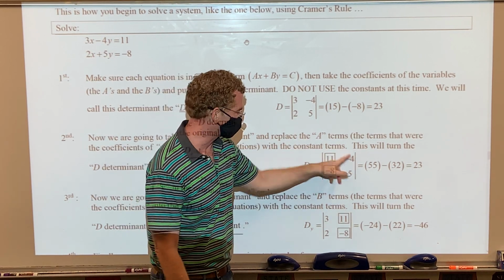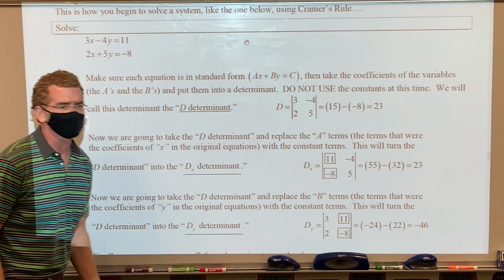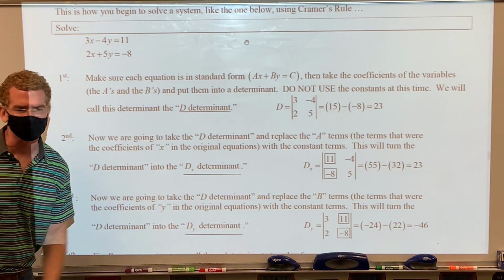And I'm going to evaluate that determinant, 55 minus the 32, 23. And that's just a coincidence that those are the same. Okay, they're probably not going to be the same all the time. I just made a problem up with nice, simple answers. Now, for the D sub y determinant, what do you think you do?